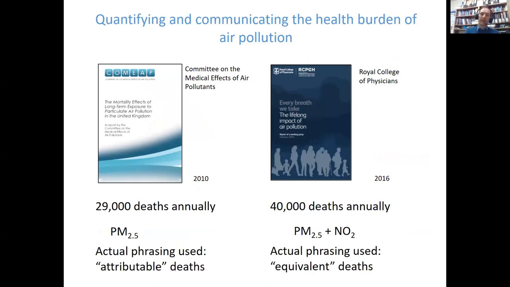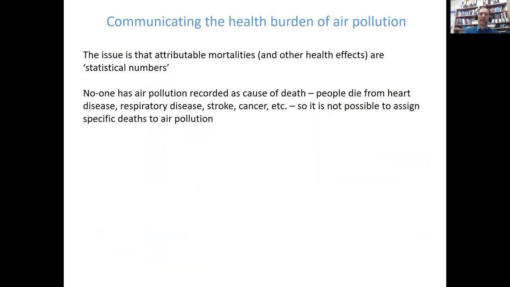But if we look at the exact phrasing they used, one report used attributable deaths, and we looked at that. The other report uses this interesting phrase, equivalent deaths. So what's going on here? The issue is that almost entirely these are statistically derived numbers. As illustrated, we've got regressions essentially between estimates of exposure and some adverse health outcomes such as mortality. So they're just statistical associations, statistical numbers based on population average. And the key issue here is who is dying of air pollution, because no one has, at least at present, air pollution recorded as a cause of death. That's the real issue. You can't look at somebody and say they died of air pollution.